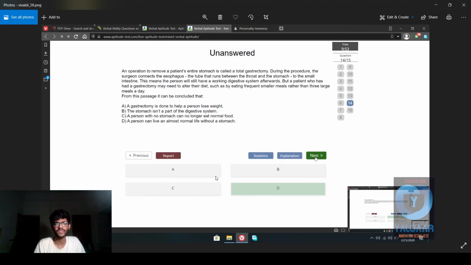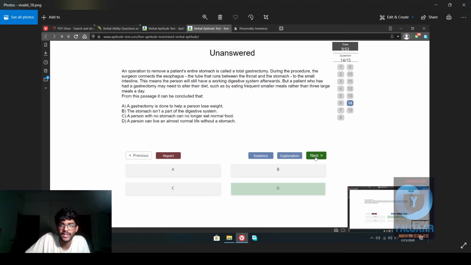Again, an operation to remove a patient's entire stomach is called a total gastrectomy. During the procedure, the surgeon connects the esophagus, the tube that runs between throat and stomach, to small intestine. This means the person will still have a working digestive system afterwards, but a patient who has had a gastrectomy may need to alter their diet, such as eating frequent smaller meals rather than 3 large meals a day. From this passage, it can be concluded that what?